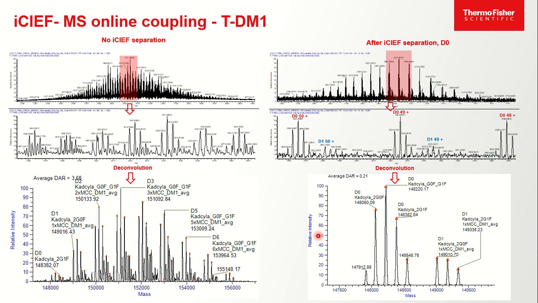As we may see here, this is the iCIEF mass spectra and deconvolution results comparison before and after iCIEF separation. It is easy to find out that before separation, mass signals from adjacent charge states and drug payloads are overlapped, increasing the complexity of the spectrum. And the complexity of mass spectra was significantly reduced due to iCIEF separation before mass detection, so that makes the deconvolution easier.